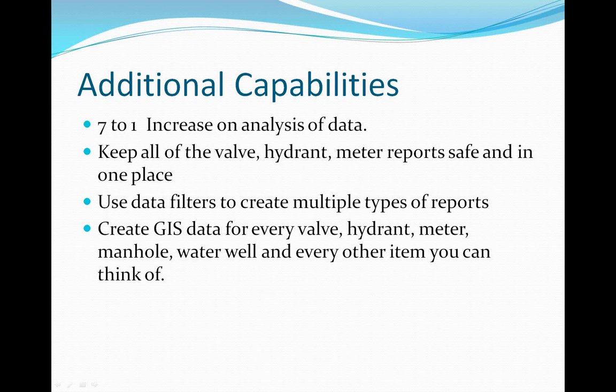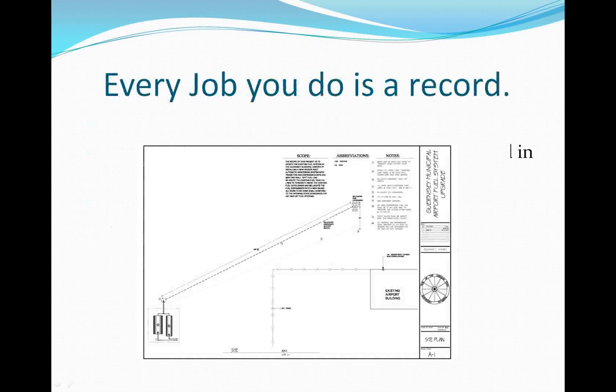Use the data filters to create multiple types of reports. Again, as Darren talked about, you can create a report to show the address of one house if you want to turn the water off, where every valve is that you need to close. You create GIS data for every valve, hydrant, meter, manhole, water well, every other item you can think of. All of that data can go into that one drawing. Every job you do is a record.